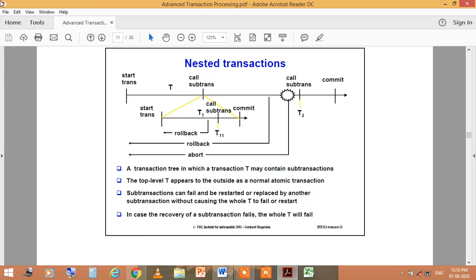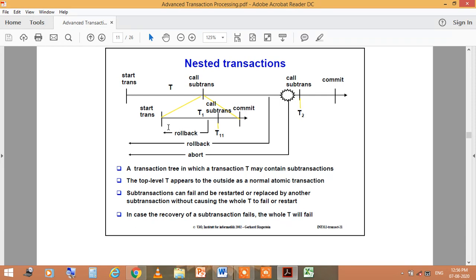If you see here in this diagram, this is a start transaction, and this is the call sub transaction, and this is a transaction T, and here call sub transaction, and finally the commit. Means you can say in short that this is a source and this is the destination, or you can say this is the input and this is the output. You see here, this is a call sub transaction, means this sub transaction is divided into again two parts, that is start transaction and the commit, means input and output.